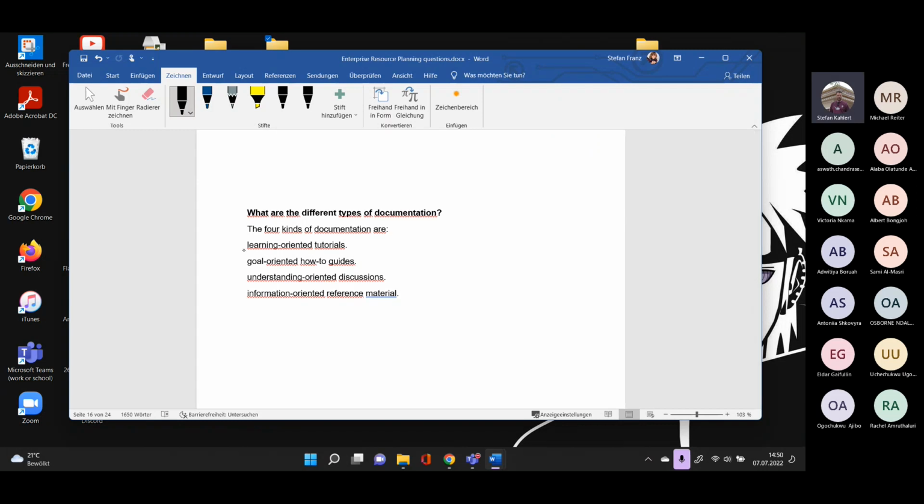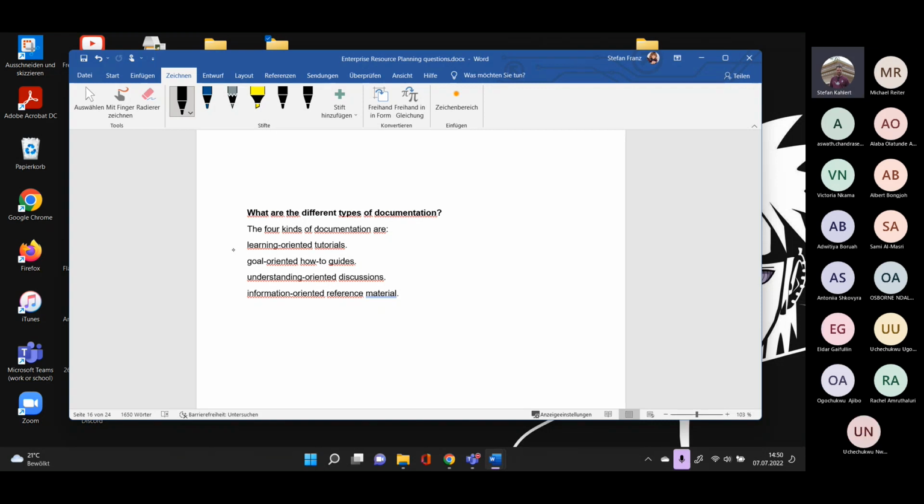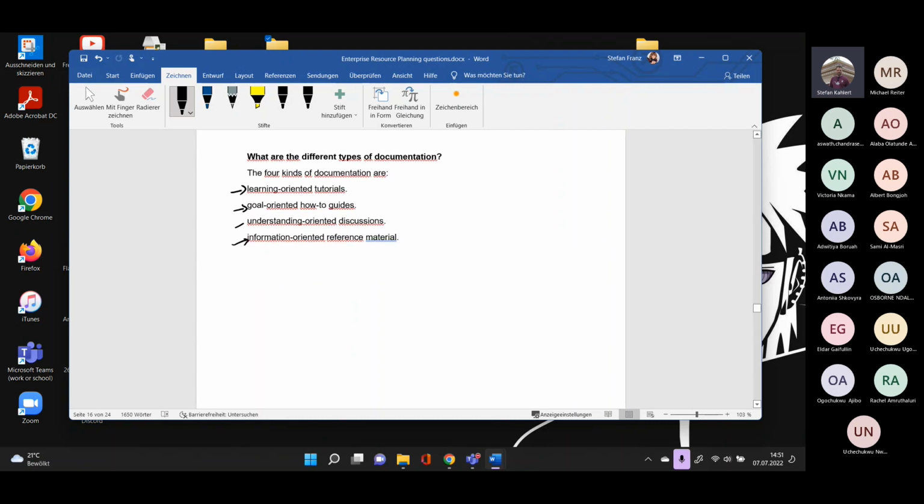Documentation. There are 4 kinds. Also something we need to learn. You have learning-oriented tutorials, which you can watch on your screen. You have goal-oriented how-to guides. So what do I need to do to come to a certain outcome? Understanding-oriented discussions and information-oriented material. This you discuss usually in a group. And this documentation you can get out of an ERP system.